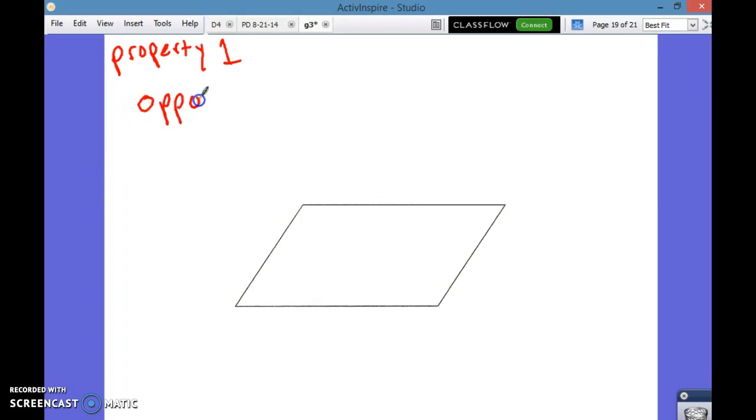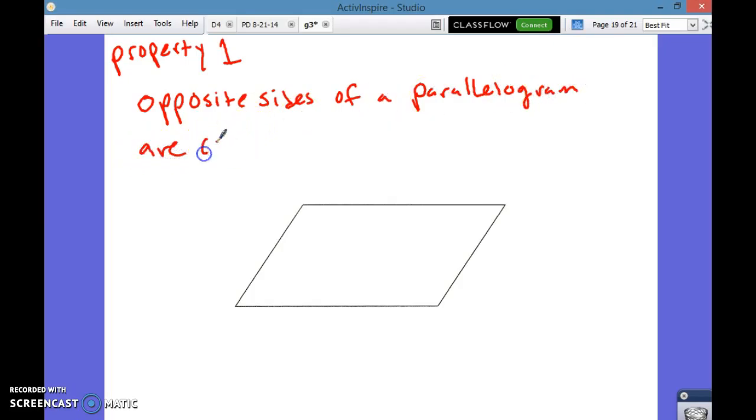opposite sides of a parallelogram are congruent. Here we go. Opposite sides of a parallelogram are congruent. And I'll give you a visual to match this as well. The opposite sides. Notice one dash. Those two sides are congruent. And these two sides are congruent.